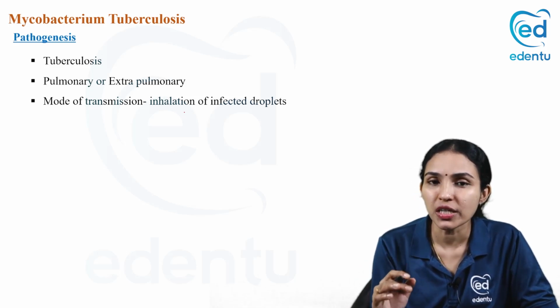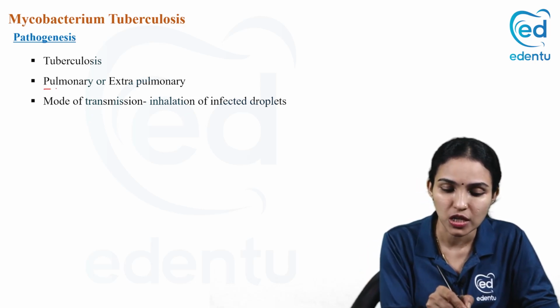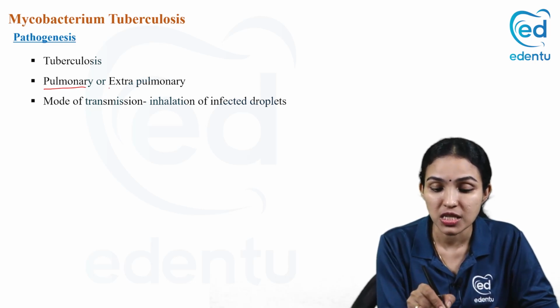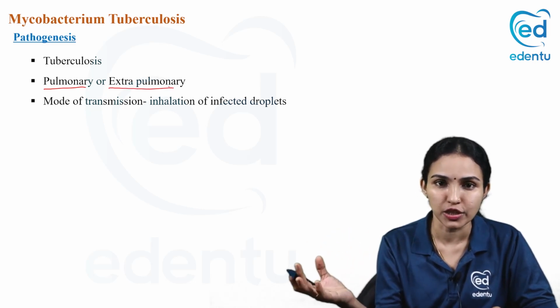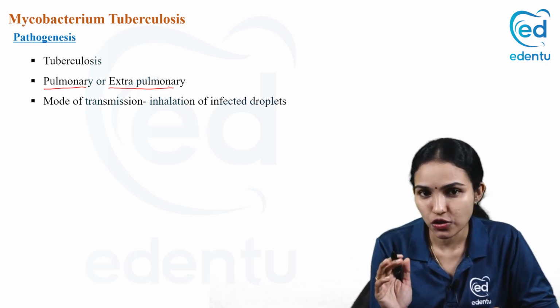And it causes two kinds of disease. The most favorite organ for Mycobacterium is the lungs, so it causes pulmonary tuberculosis. But at the same time, it can cause a number of extrapulmonary kinds of disease, extrapulmonary lesions. So how do you get tuberculosis?